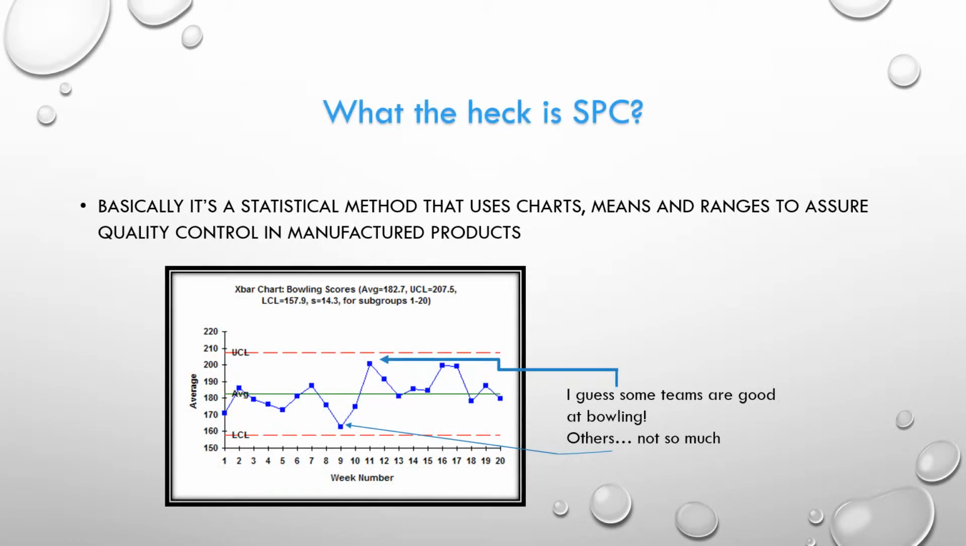So, what is SPC? What is quality control? It's basically a statistical method that uses charts, means, ranges, standard deviations to assure quality control.